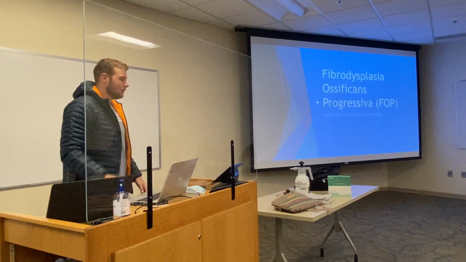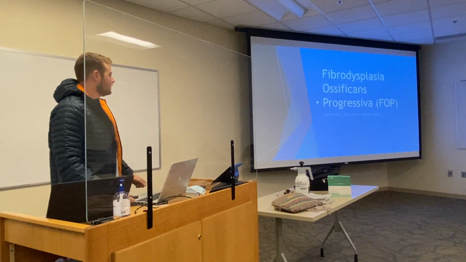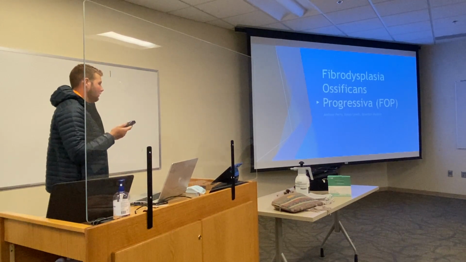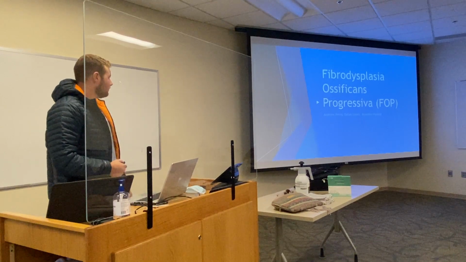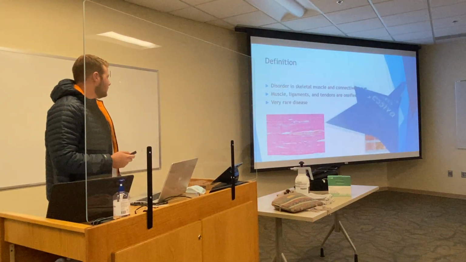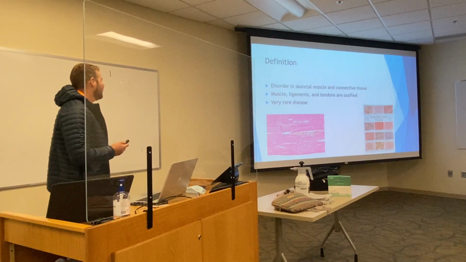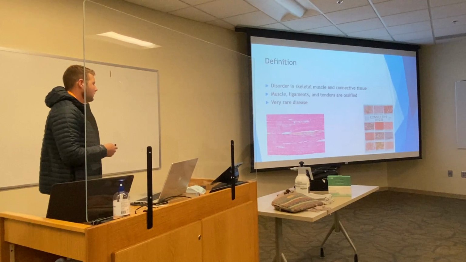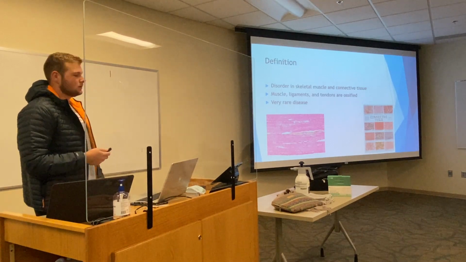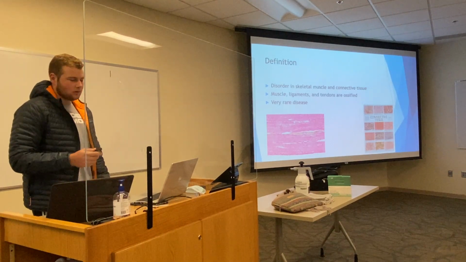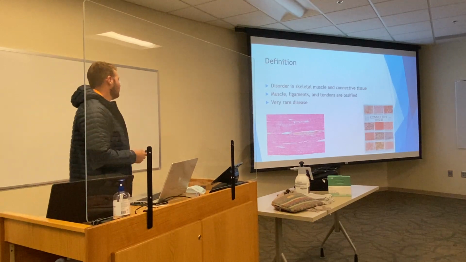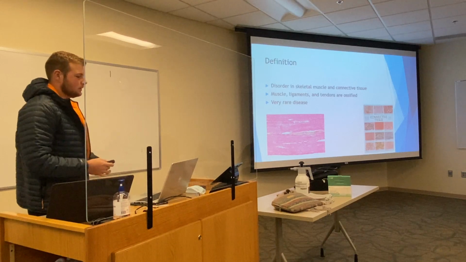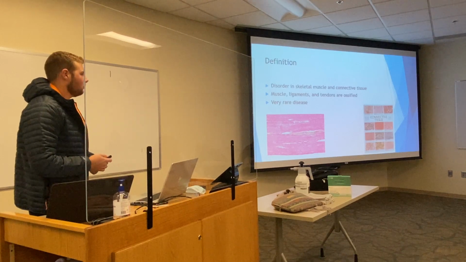Alrighty, so my presentation is over Fibrodysplasia Ossificans Progressiva, and I'm not going to repeat it, or you can just call it FOP. So the definition of this is going to be a disorder of the skeletal muscles and connective tissue. The muscles, ligaments and tendons are going to be ossified. Another word for this is heterotopic ossification. This is a very rare disease, and unfortunately life expectancy is only about 55 years old.